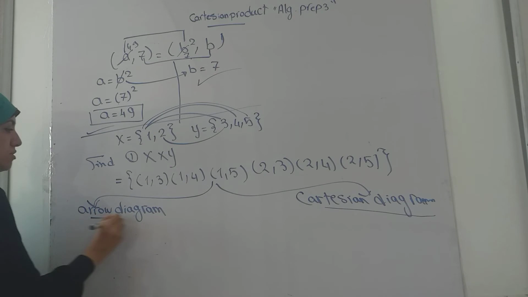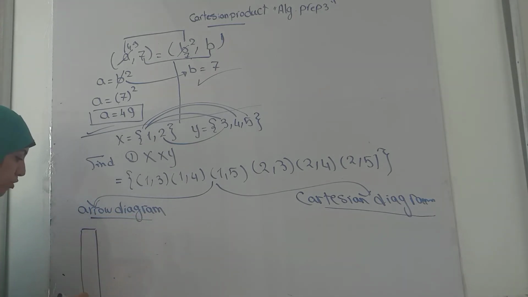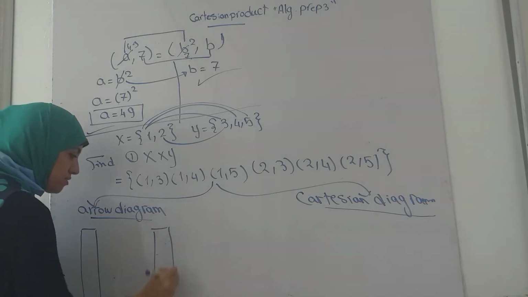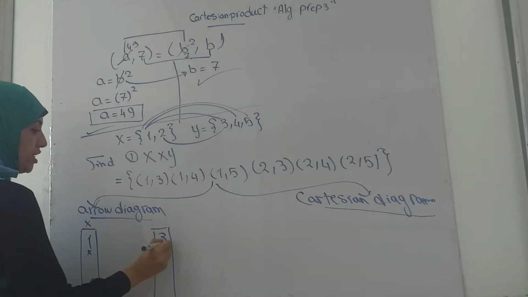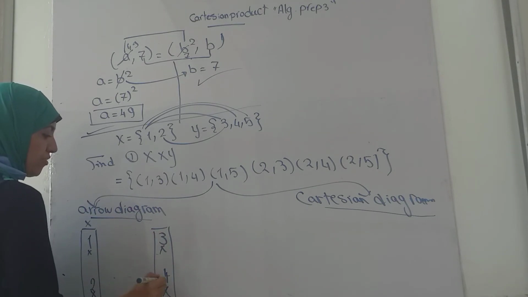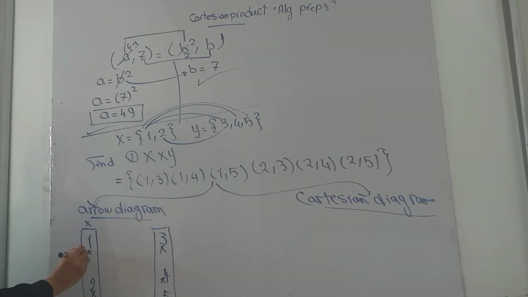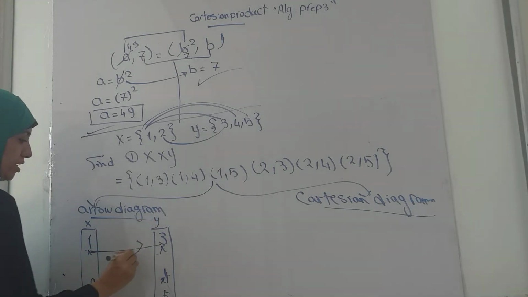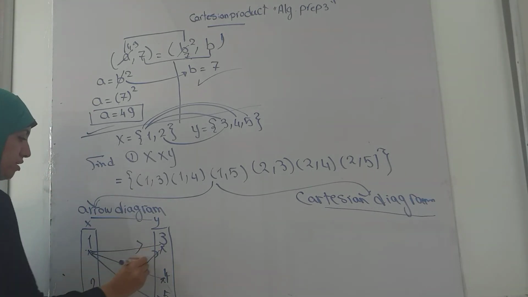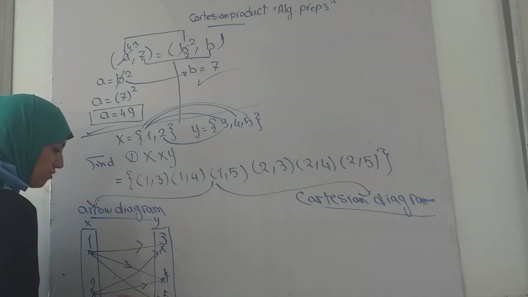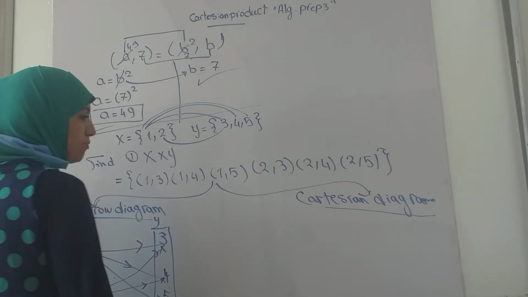The arrow diagrams between x elements and y elements. What are the elements of x? The elements of x are 1 and 2. The elements of y are 3, 4 and 5. Each element in x goes to elements from y. So 1 goes to 3, 4 and 5, and 2 goes to 3, 4 and 5. What about the Cartesian diagram?